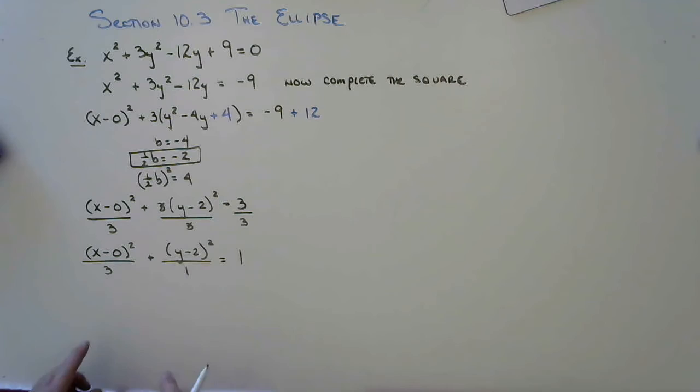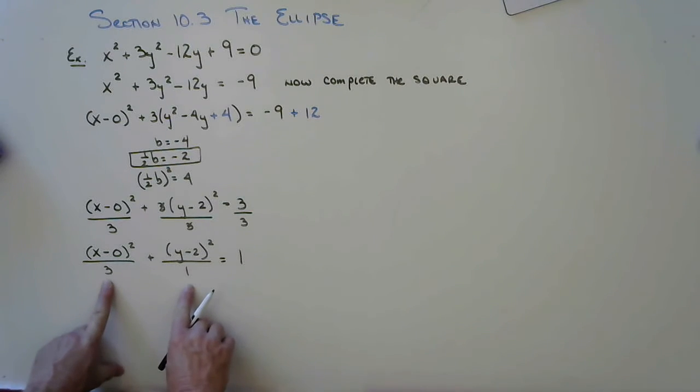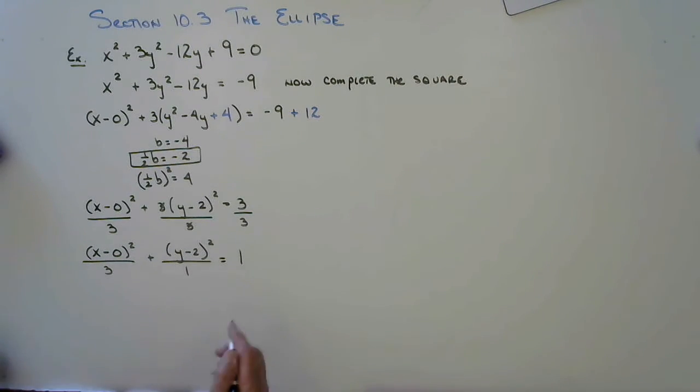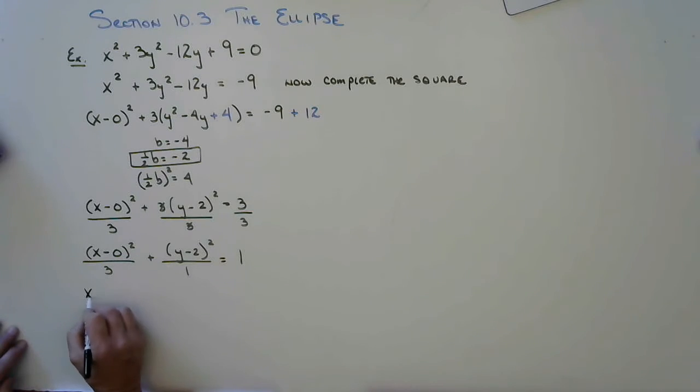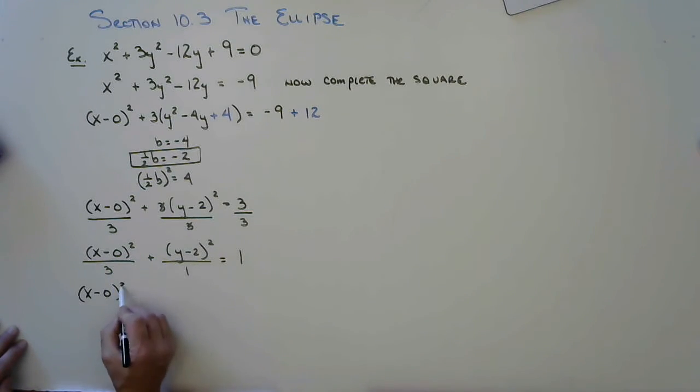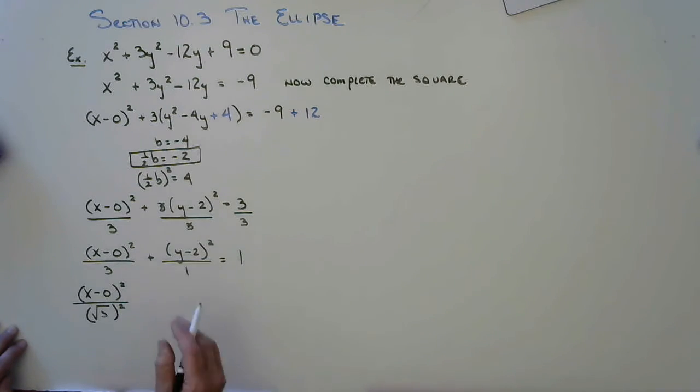Almost. Right? These are supposed to be squared. So let's write it again. Now, what happens if that's not a perfect square? Well, we don't panic. We're in pre-calc. We write that as the square root of 3 squared. It's not a big deal. We're okay. This is going to be y minus 2 squared. That's 1 squared. We're just going to make it look like our formula.